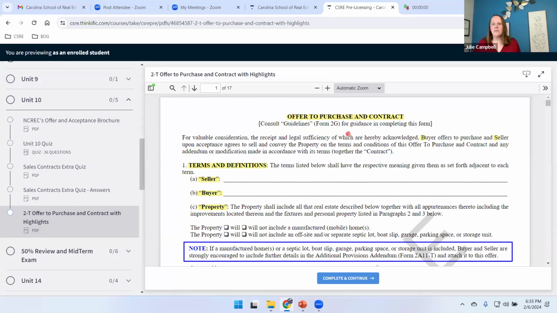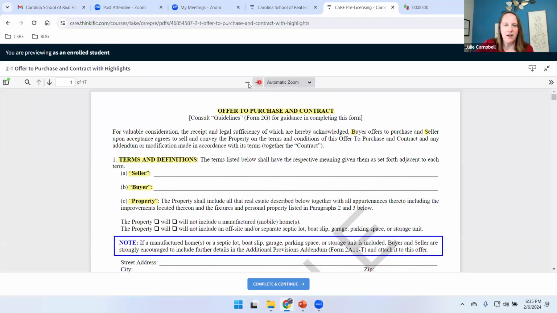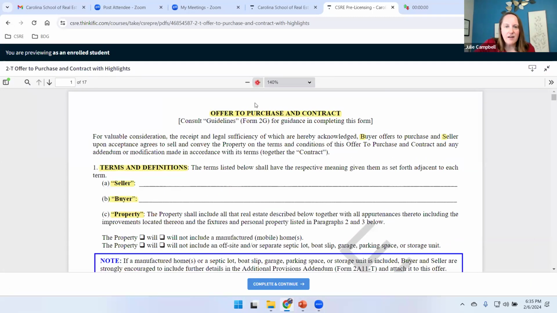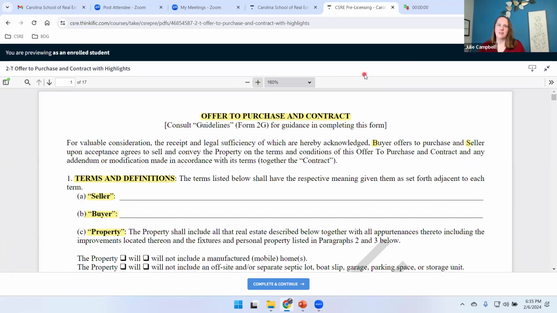So this is, I should say, an offer to purchase and contract. And off the bat, I want us to recognize that this serves two purposes. It serves as an offer to purchase, and upon acceptance becomes a contract. So once we have acceptance, we have this contract. And again, it comes with the guidelines to complete.